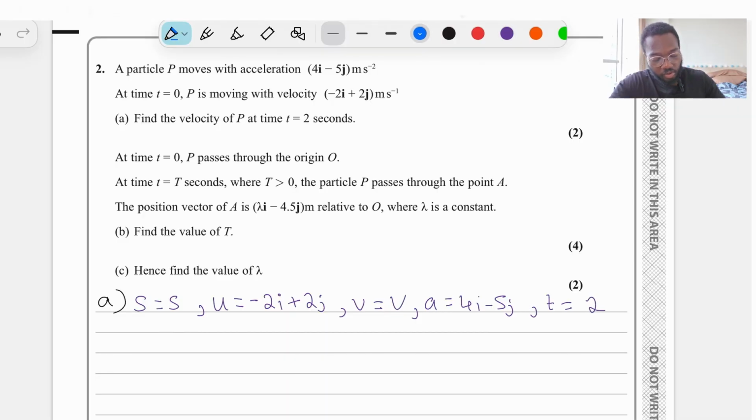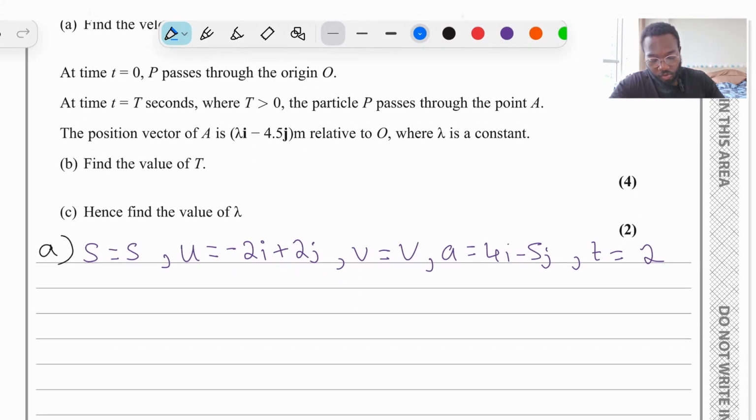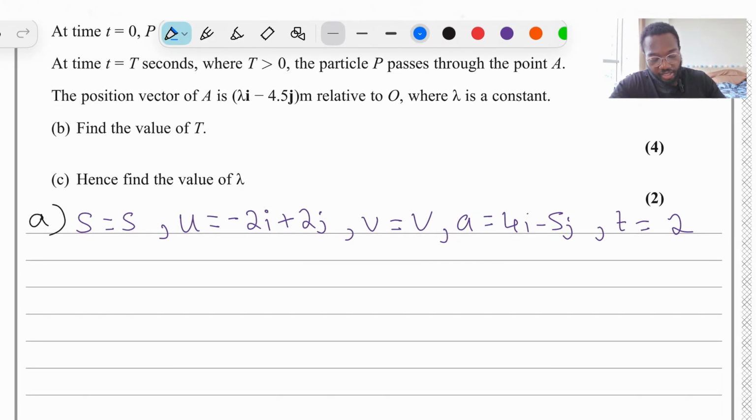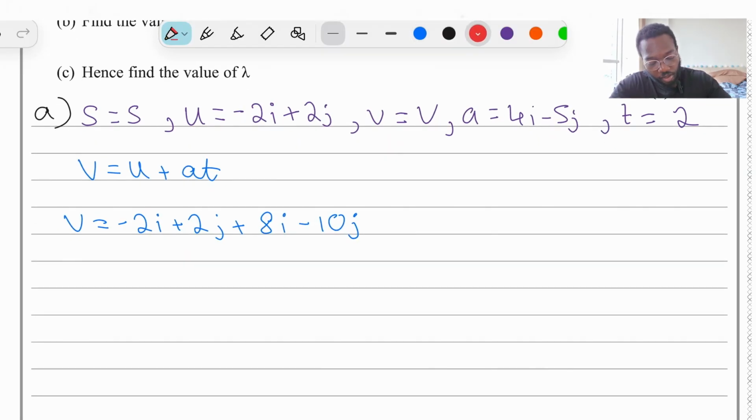So now we've worked all this out. What do we know? Well, we know our u, a, and t, and we want to work out v, so therefore we use the SUVAT equation v equals u plus at. Therefore, v is equal to minus 2i plus 2j, plus 2 times the 4i minus 5j. So 2 times 4i is 8i, and 2 times minus 5j is minus 10j. And then all we need to do now is just group up our i's and group up our j's.